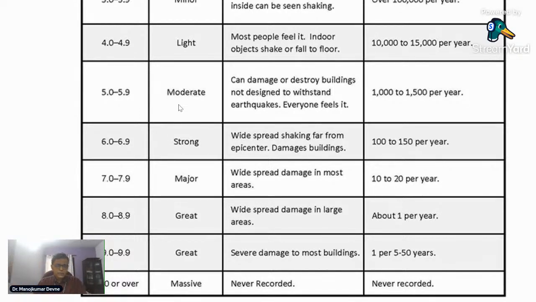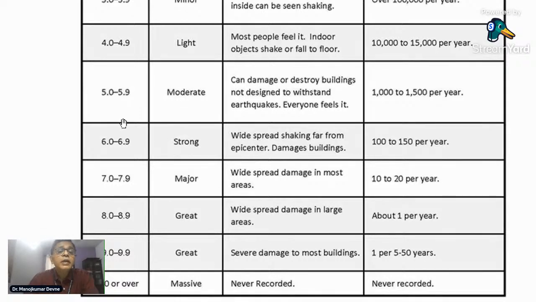Now if you're going to construct houses which are not solid enough, even a moderate or a light earthquake could destroy them, and then your human loss of life and property is going to be huge. So that's a completely different set. We are just studying the natural aspect of it, the scientific aspect of it.